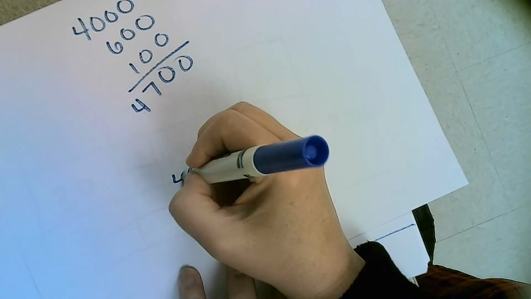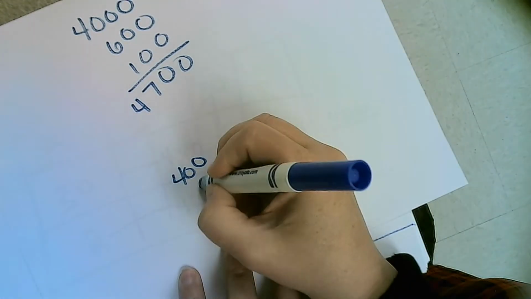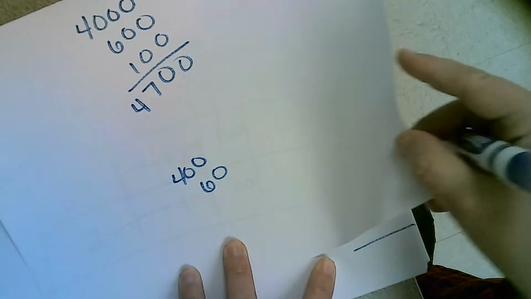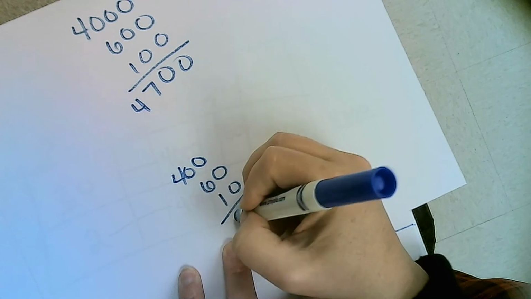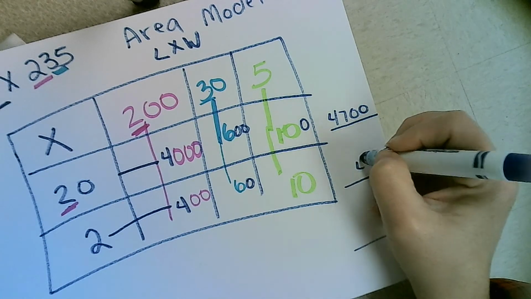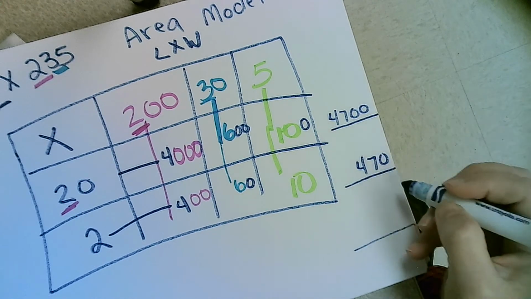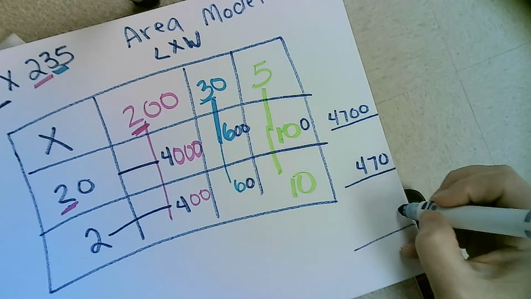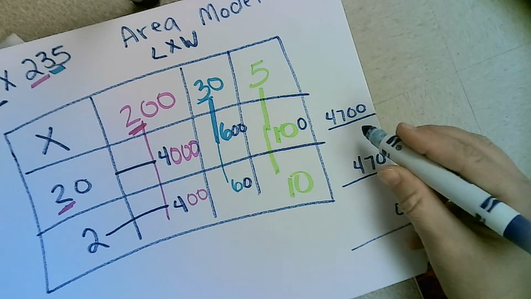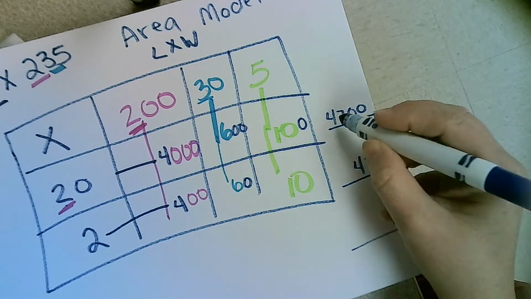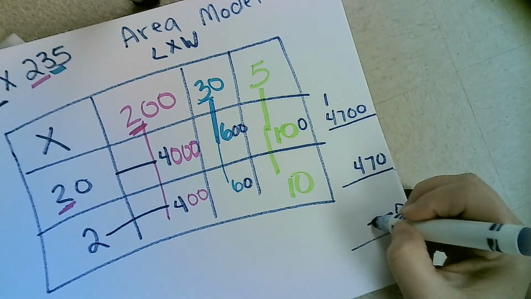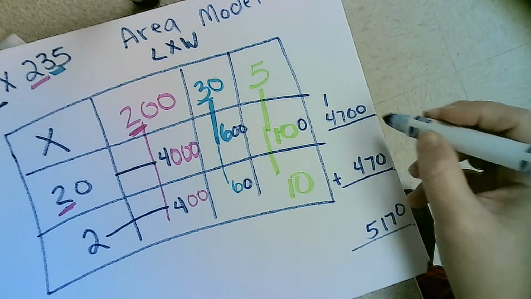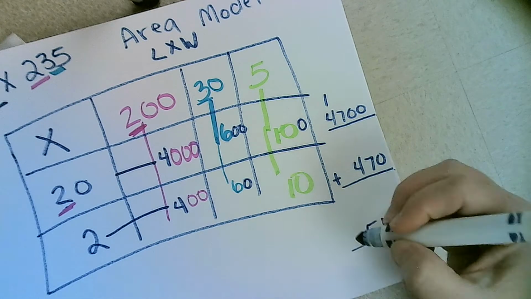400, 60, and 10. You're going to write that down. Now if you've got it lined up here, like I tried to do, I can go ahead and add 0 and 0, 0. 7 plus 0 is 7. 4 plus 7, 11. Carry your 1. And 5. So these are your partial products. So you add them together to get your final product.